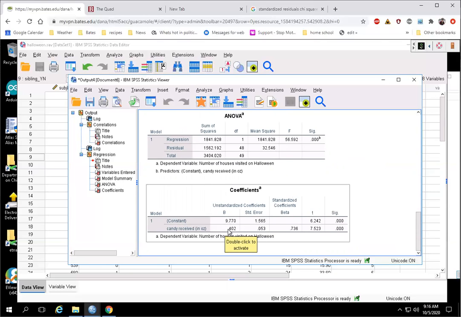So this is saying that for each additional house I visit, I predict that we get about 0.4 ounces additional candy. And then the y-intercept is above it with this row label constant, 9.77, which is a little bit weird in this context. It's saying that if I visited 0 houses, I would still expect to receive 9.77 ounces of candy. So again, the y-intercept is sometimes highly hypothetical, as it seems to be in this case. But this is how we find those two values for the equation of the line from our SPSS output.